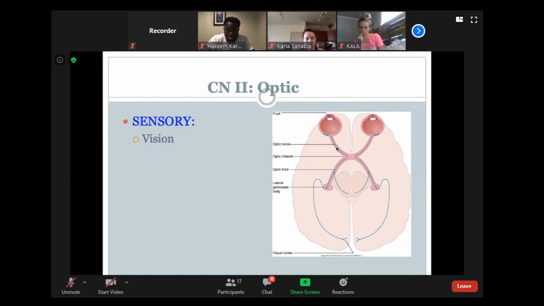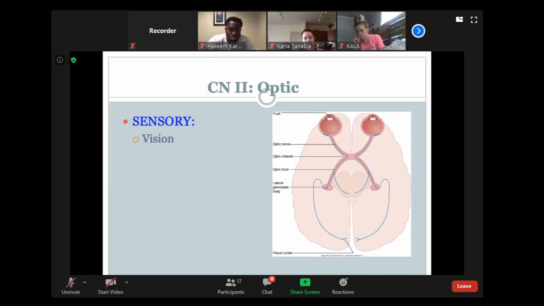Some tracts are going to cross. Some tracts are going to stay lateral. So it's something to put in your pocket for later because you'll need that. And then some of these are going to come back and synapse onto the pons. I believe it's the pons. And that's where you're going to have that consensual reflex input.